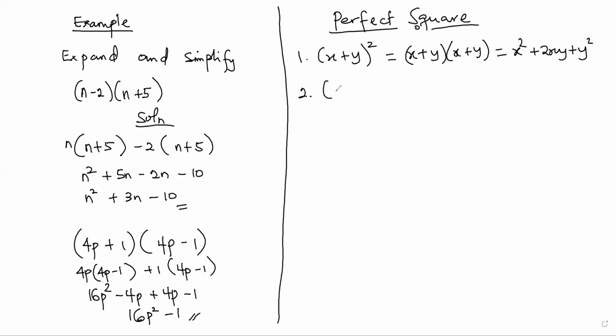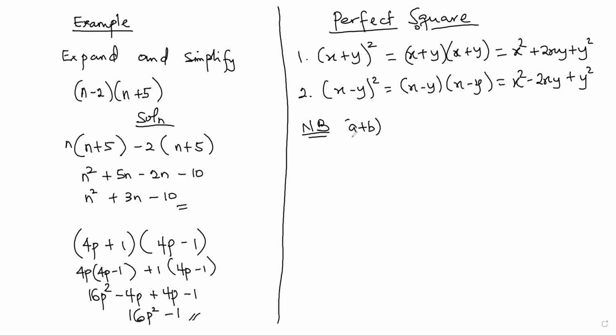Also, when you have x minus y all squared, this is the same as x minus y, x minus y. And the expansion gives you x squared minus 2xy plus y squared. And we need to understand that, note that a plus b all squared is not the same as a squared minus b squared, or a squared plus b squared. Take note of that. We found some students have been making mistakes like that. So let's take note of that.